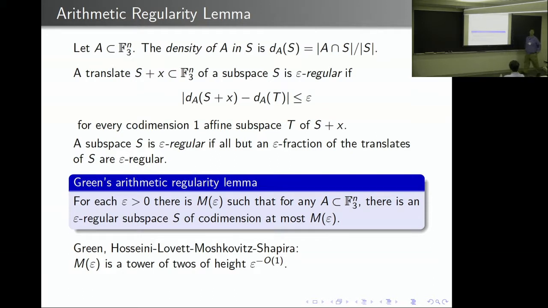This is not quite a regularity. Is it just one subspace? No. So the definition for the subspace S, this is a subspace with 0, is that all but an epsilon fraction of the translates of S are epsilon regular. So it is the full regularity lemma, not just finding one affine subspace. Okay.